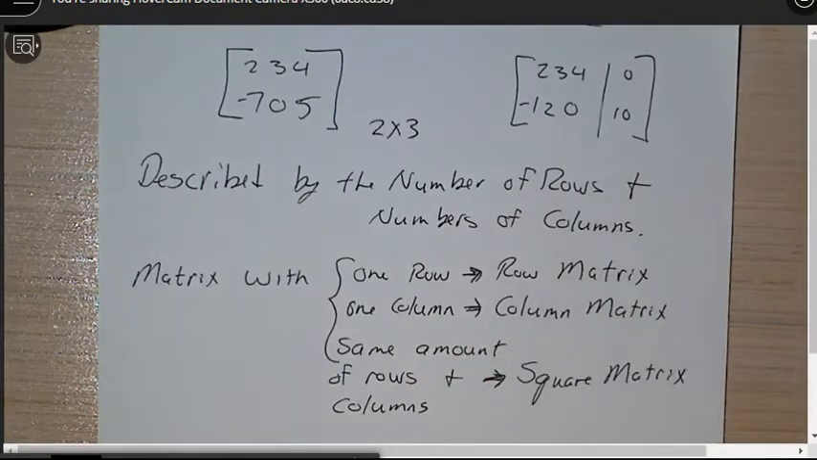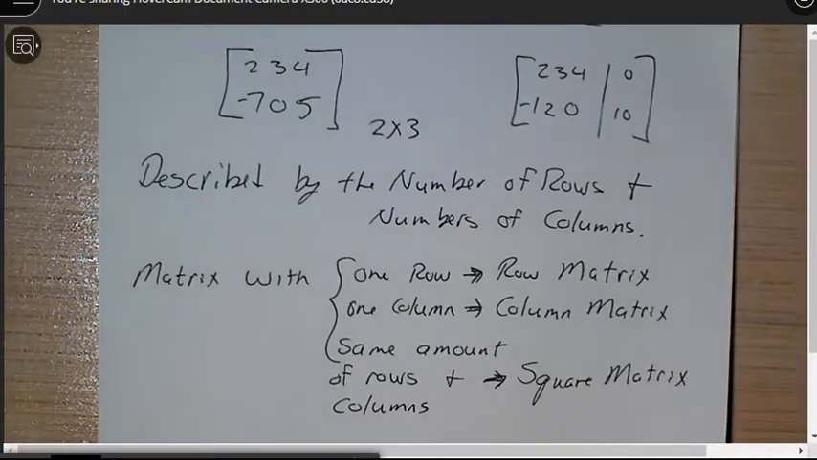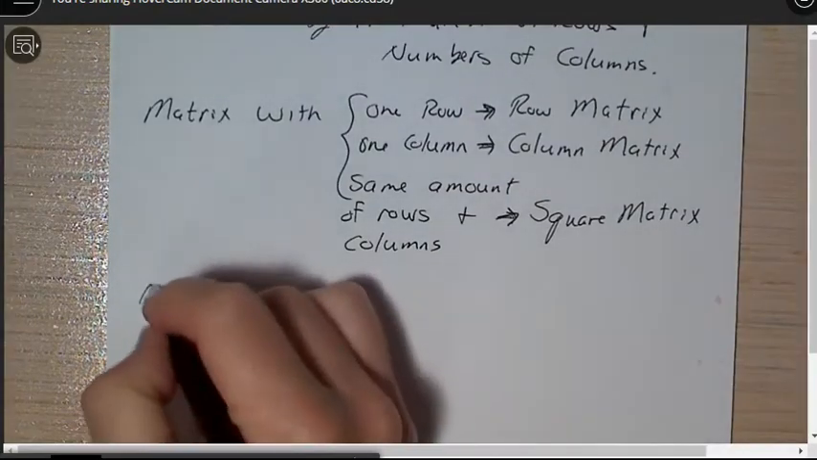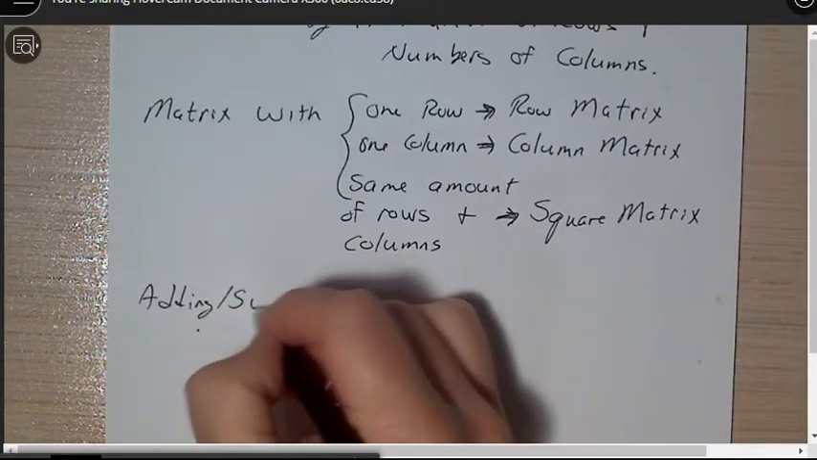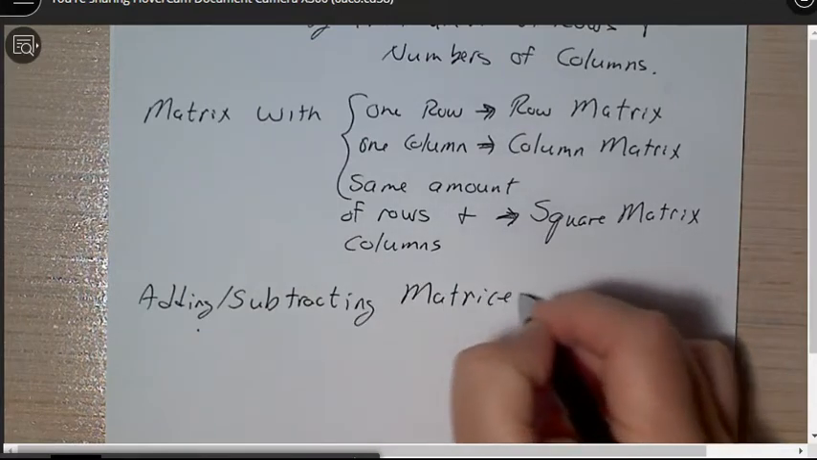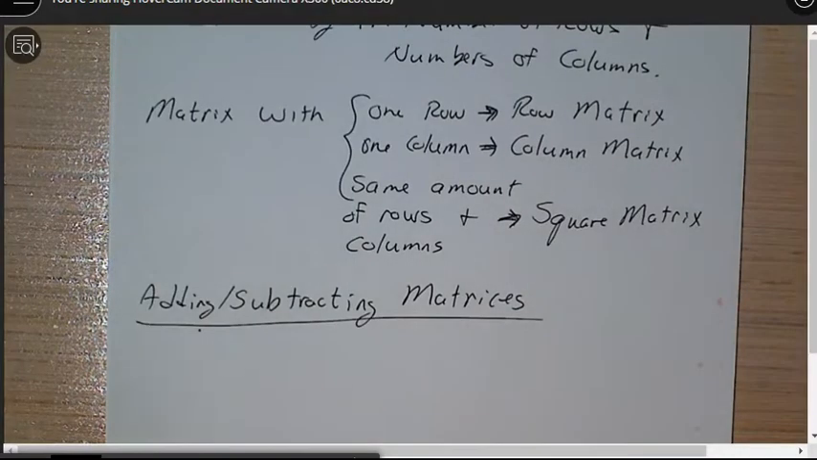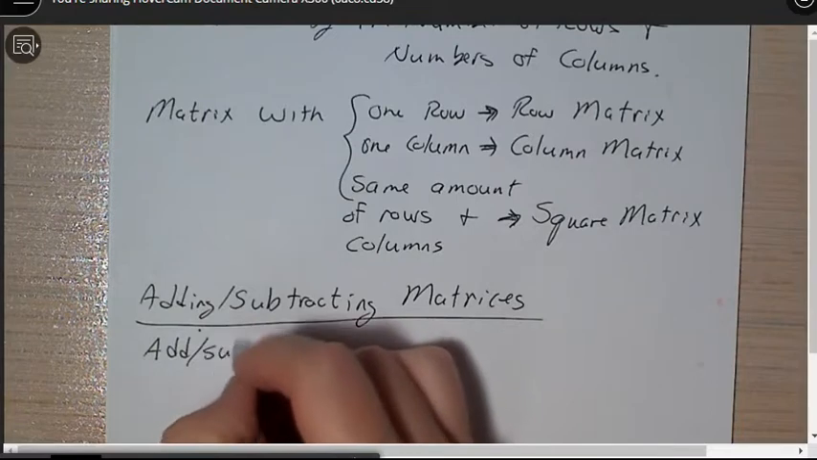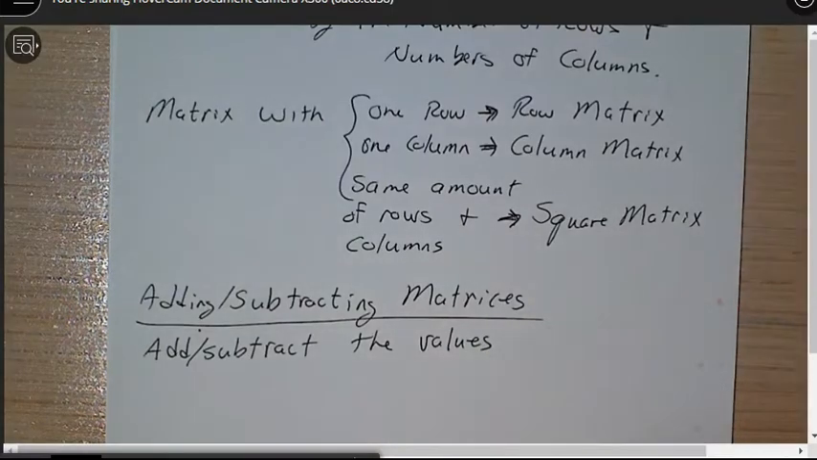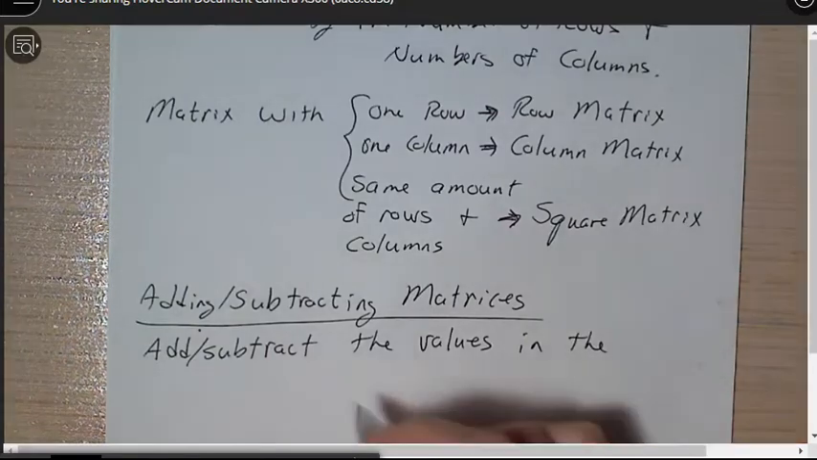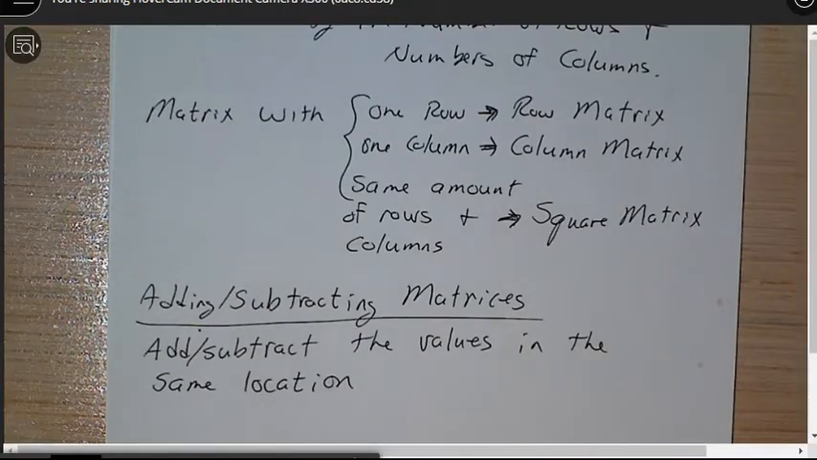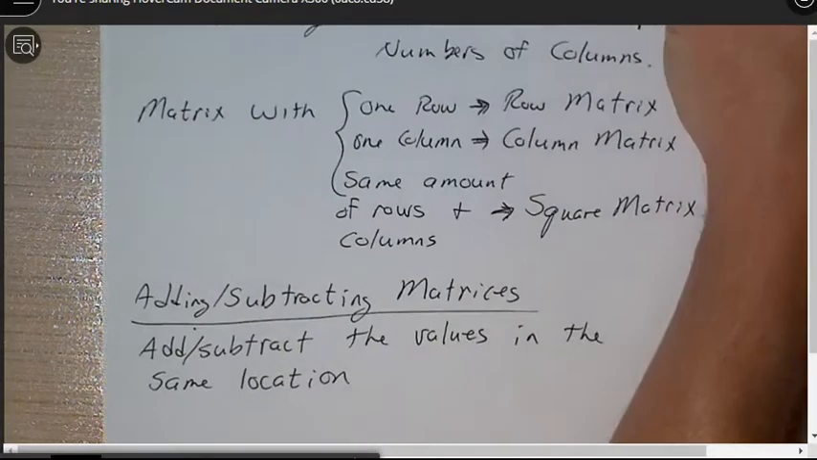Okay, so here's where we actually get into some of the operations. As far as adding and subtracting goes with matrices, it's really straightforward. If you're adding or subtracting 2 matrices together, you just add or subtract the values in the same location, whatever the signs tell you to do. And that's it. There's not really anything else you have to do.